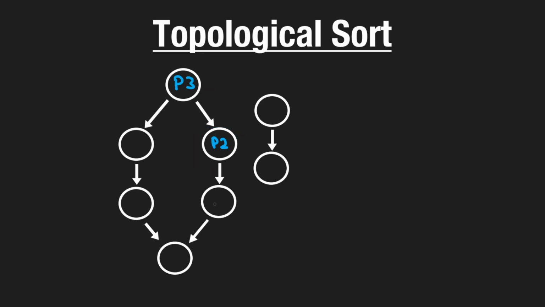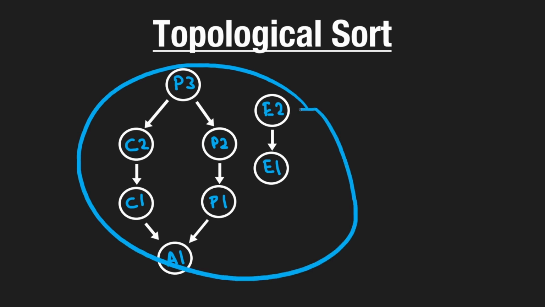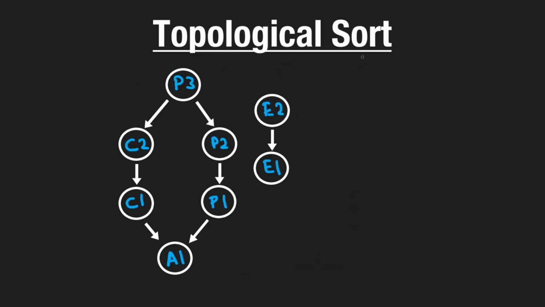Before you take Physics 2, you have to take Physics 1, and maybe before Physics 3, you also have to take Calc 2. Before Calc 2, you have to take Calc 1. Before these two, maybe you have to take Algebra 1 or something like that. I'm just making this up. And maybe over here, independently of all these STEM courses, you have English 2. Before you take English 2, you have to take English 1, something like that. This course prerequisite or course schedule problem is a really common and famous application of topological sort.